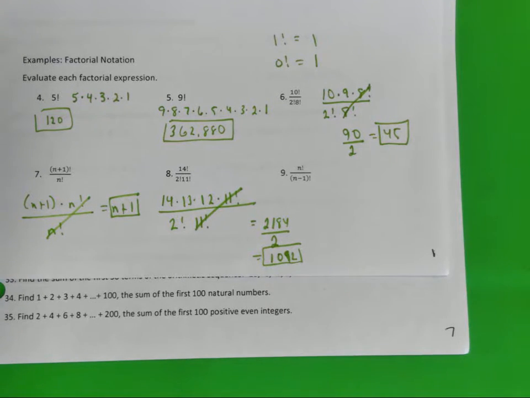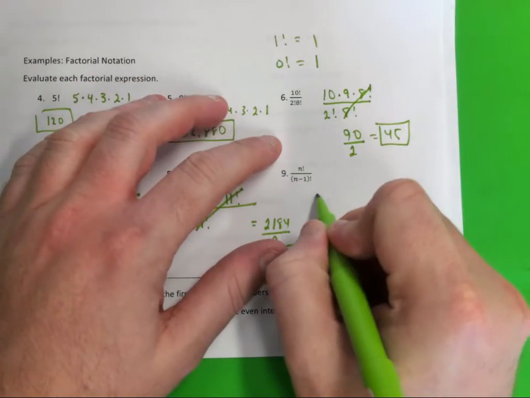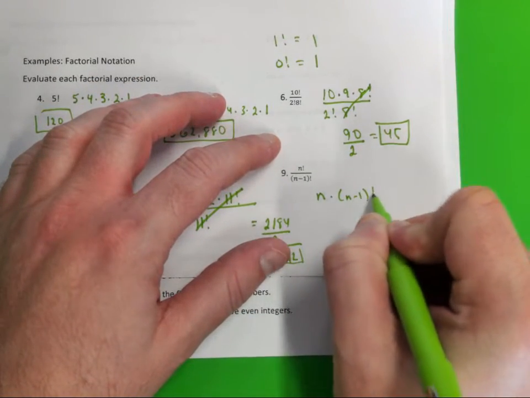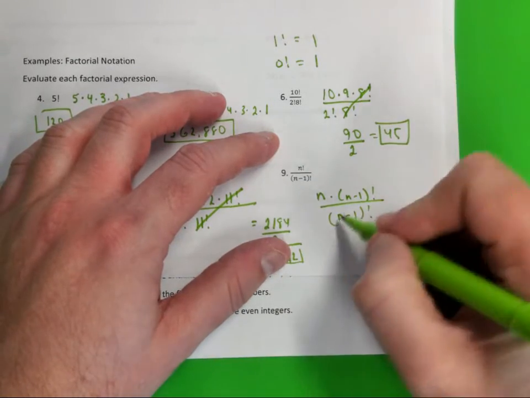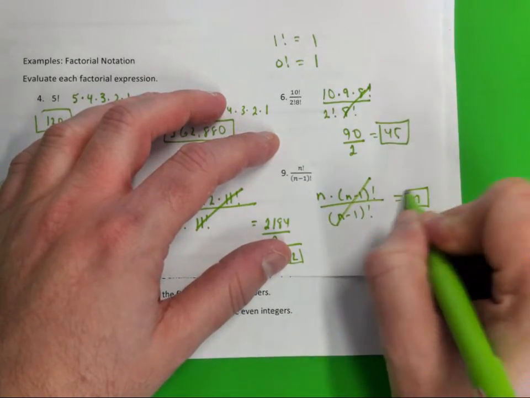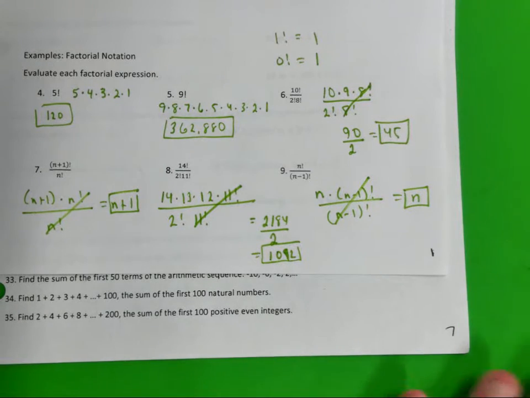Let's watch this. So you have n times n minus 1 factorial. Because of the definition of factorial, you're subtracting 1. That goes away and your answer is n. Does that make sense? That's as hard as it gets. You've got to think about the definition of factorial. You're taking 1 off of it.